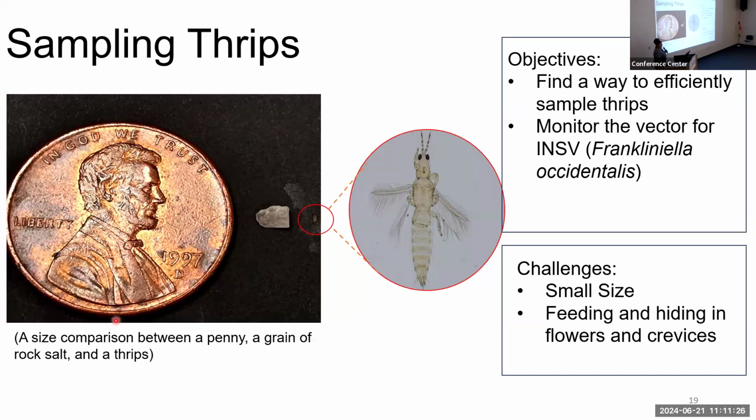As you can see here, thrips are very small. So manual scouting can often be labor intensive and very difficult. Our main objectives were to find a way to efficiently sample thrips and also to monitor for the vector.